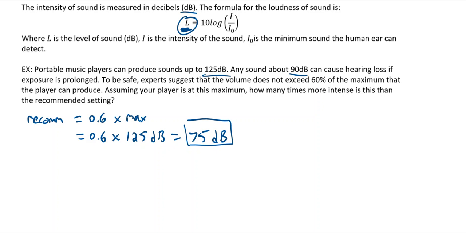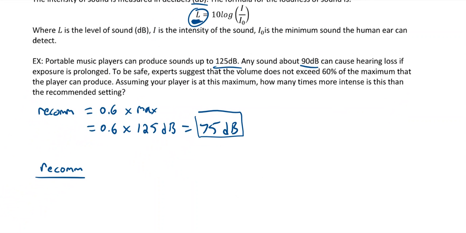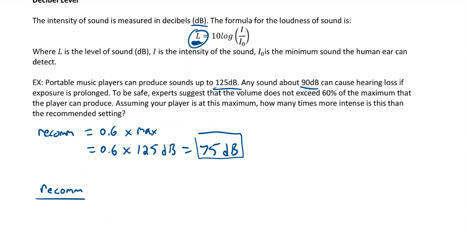So we're actually just going to do the same thing here. So the recommended is going to be I over IO is equal to, oh, sorry, you know what? I forgot to explain how to change this one. So our problem is, we want to actually get an equation for I, like we did in the last one, because it's asking for how many times as intense is it. So I need I on its own. So let's do that first.